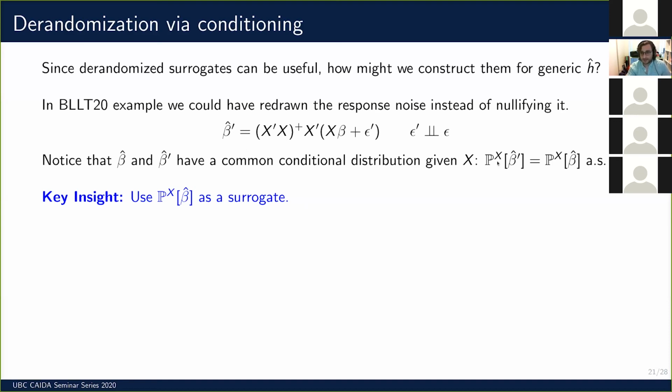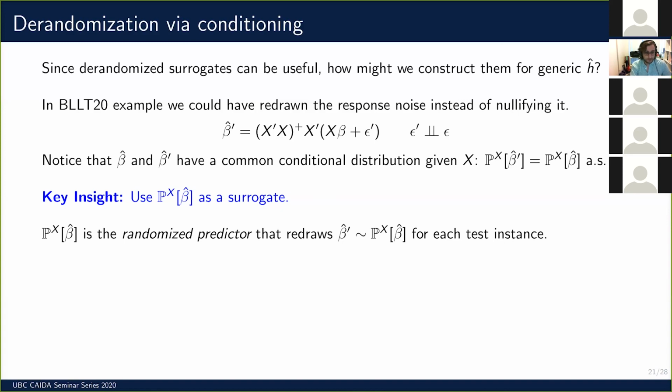So beta hat is a hypothesis. If we draw beta hat prime from this conditional distribution, which is what this recipe or this formula here tells us to do, then we fit the bill of the randomized predictors that we saw on the slide before. And so the conditional law of beta hat given x can be our surrogate. We think of the law of beta hat given x as the randomized predictor that redraws beta hat prime conditionally on x for every new test instance.